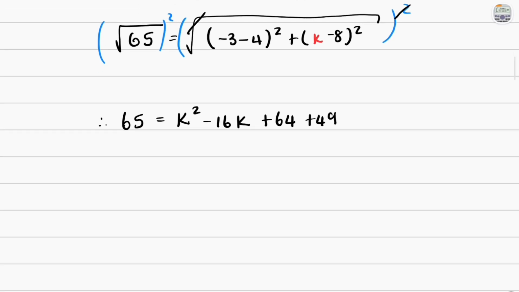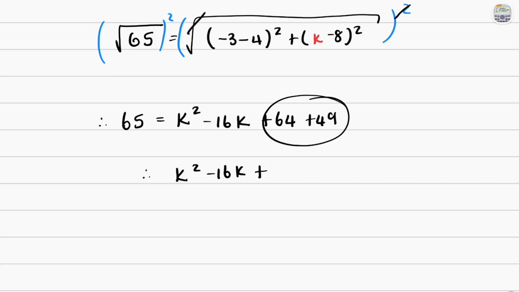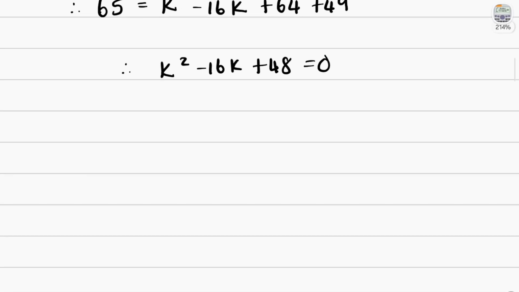Okay, so it's a trinomial, just transpose the 65. So we'll say that k squared minus 16k, and let's add these two together and then take that over and it becomes negative. So what is 64 plus 49? That is 113. And when we take 65 over, it becomes minus. So that's minus 65, and that's 48. So we have positive 48, and then it's equal to 0. And this is our trinomial.